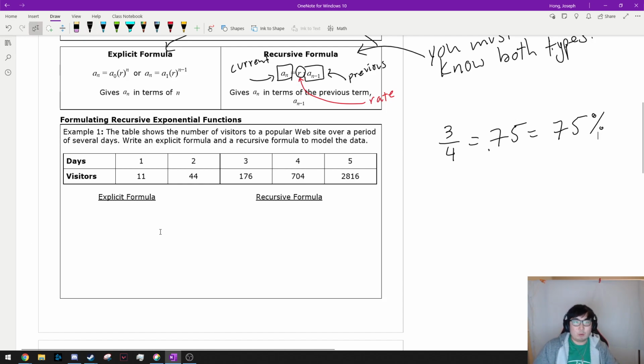So let's look at example 1. Example 1 is talking about a table that shows a number of visitors to a popular website over a period of several days. Write the explicit formula and the recursive formula to model the data. So we have the data, and they want us to convert this table into a formula. The first thing I need to do is find my initial term, which is actually here. This is my initial term.